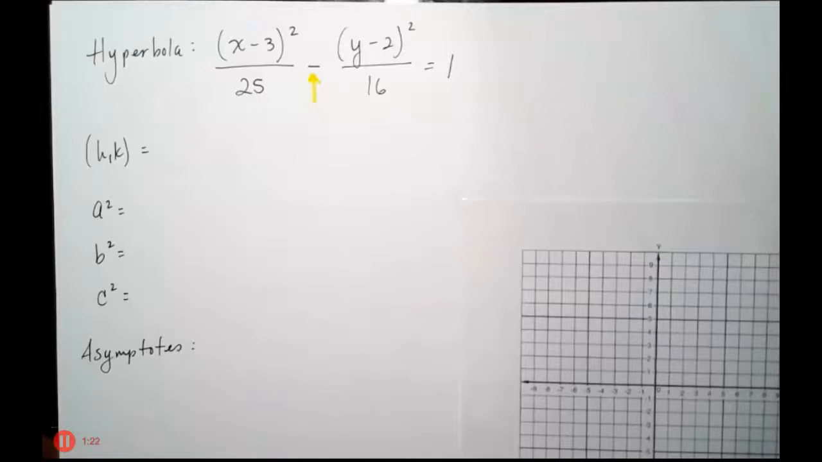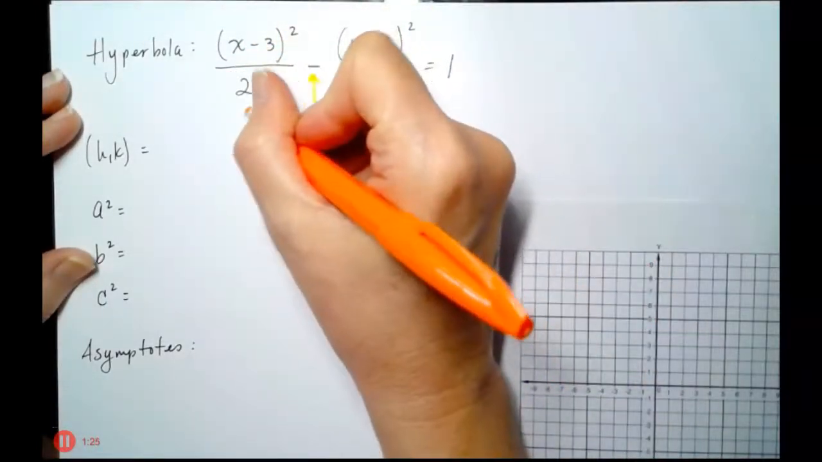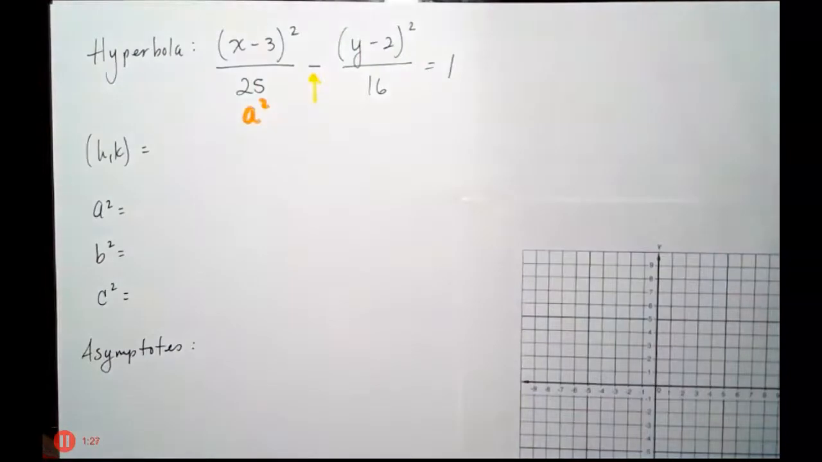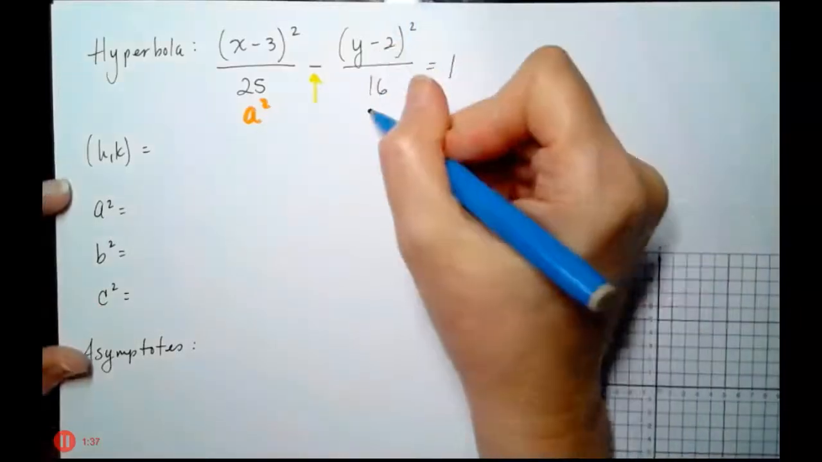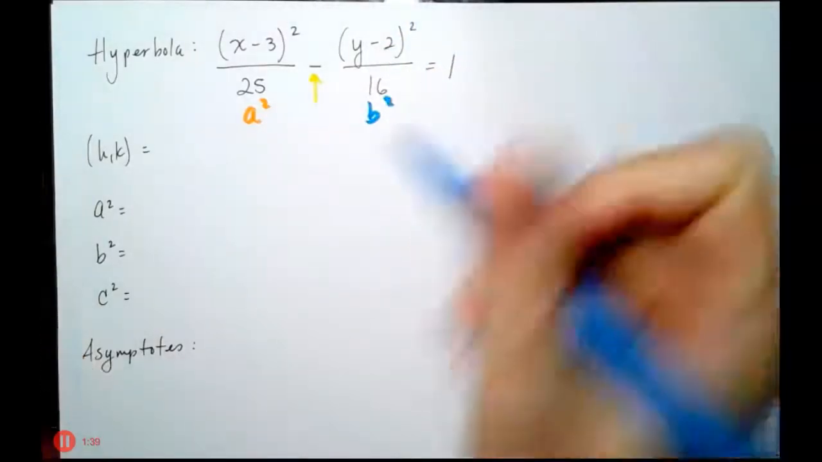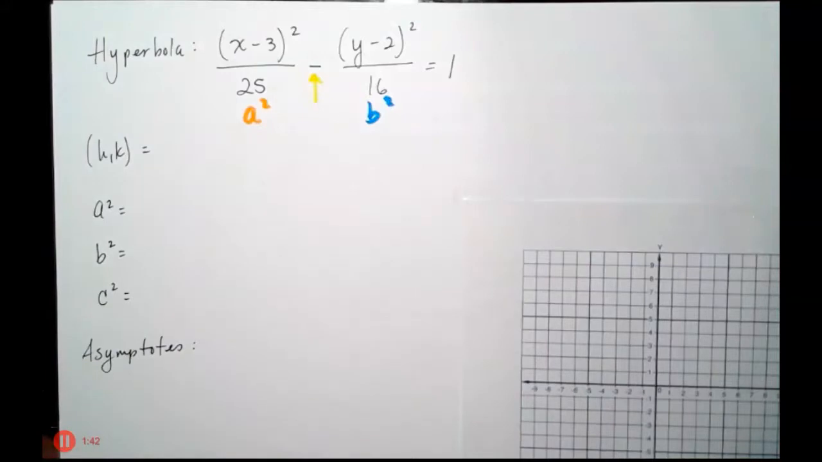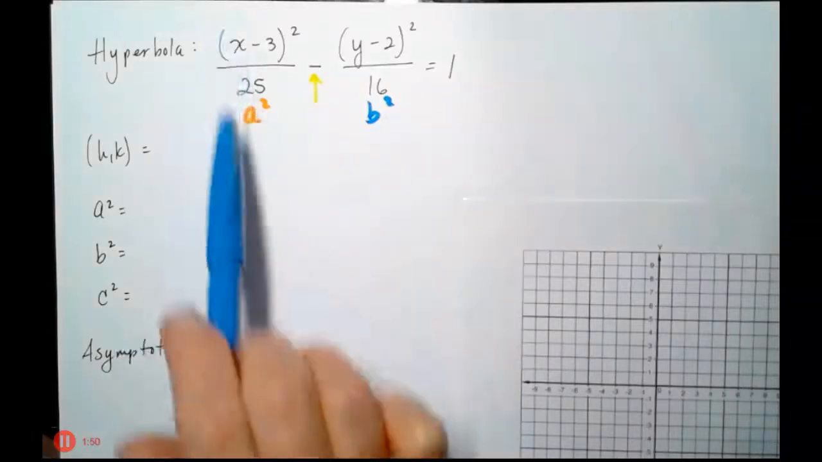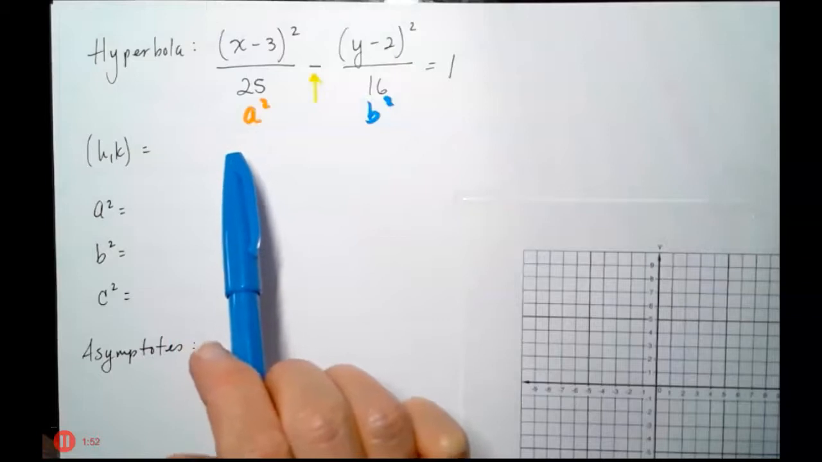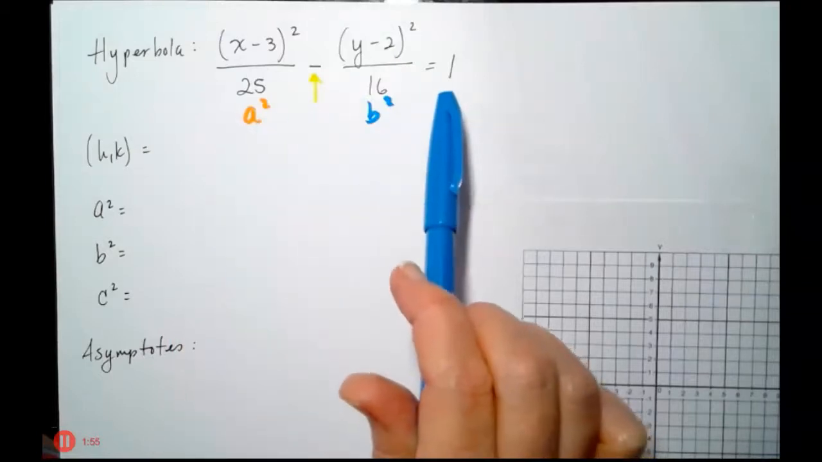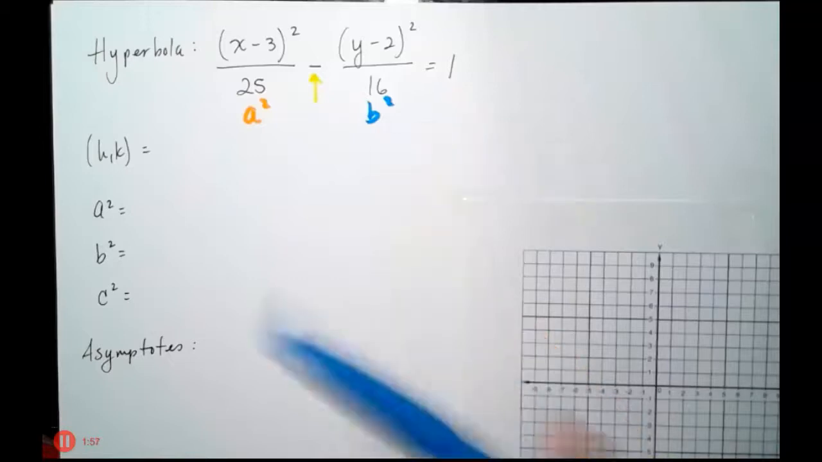Also, the second thing we need to look at here with the hyperbola is that a squared is always going to be within the positive portion of the equation. So 25 is a squared and 16 is b squared. A squared does not have to be larger than b squared in this particular conic section. That's only true in the ellipse. So just remember, a squared is usually first, and it's the part that is positive. Still, however, we are set equal to positive 1.